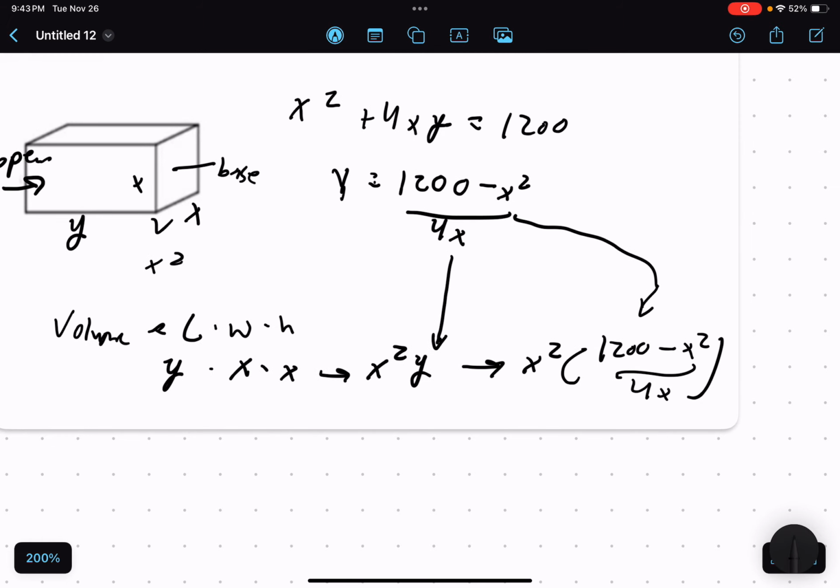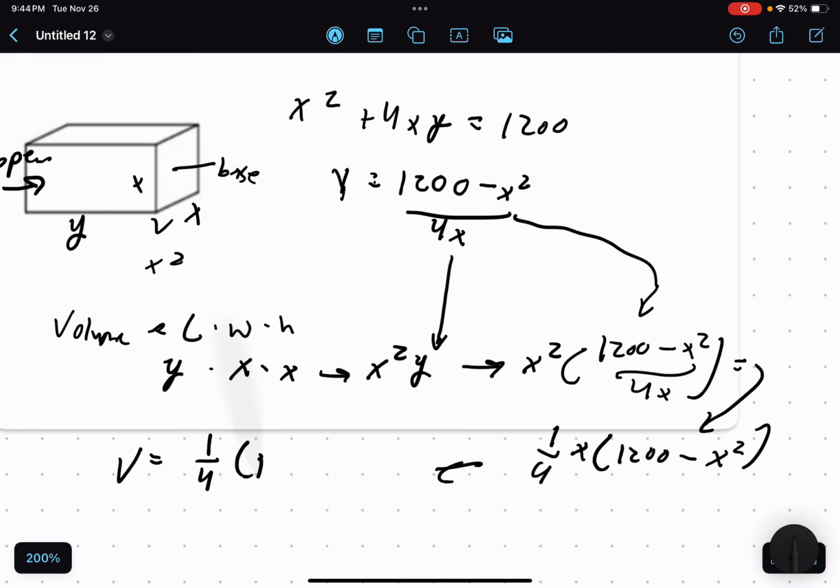So now that we have that, we can do some reordering, and we get over here 1/4 of x multiplied by 1200 minus x squared. This just makes it easier, separates the denominator, or turns it from a fraction into something like this. And then basically we're going to set the volume equal to this equation.